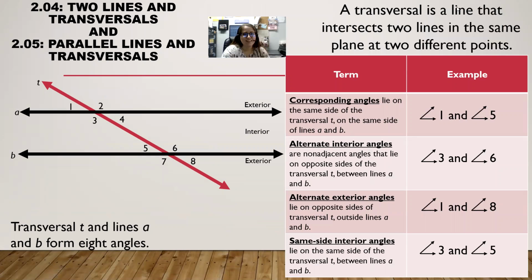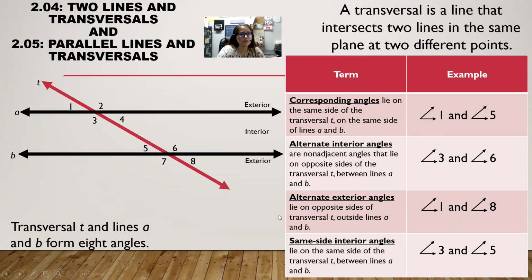And this is the definition again, okay? So today we're going to look at what's called corresponding angles, alternate interior angles, alternate exterior angles, and same side interior angles, okay? And this is just a brief overview of what those definitions are, and then also some examples, which we're going to break down a little bit more and pay attention to each one of these individually throughout the next couple of slides.